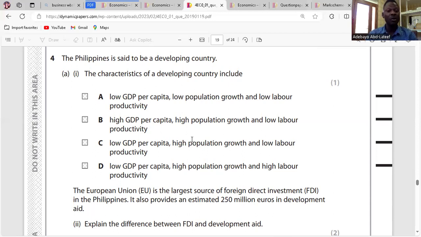Then we look at C. Low GDP per capita, yes. High population growth rates, possibly. Low labor productivity, yes. So I think it's C. But let's look at D anyway. Low GDP per capita, high population growth, and high labor productivity. High labor productivity takes D out of it. So the answer is C. I think it's clear.